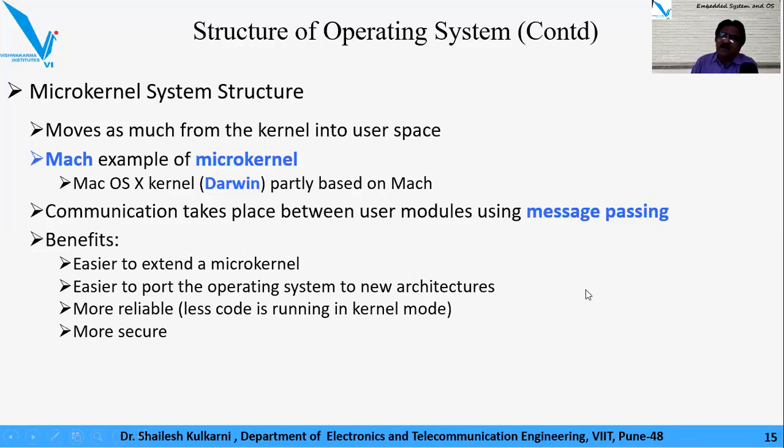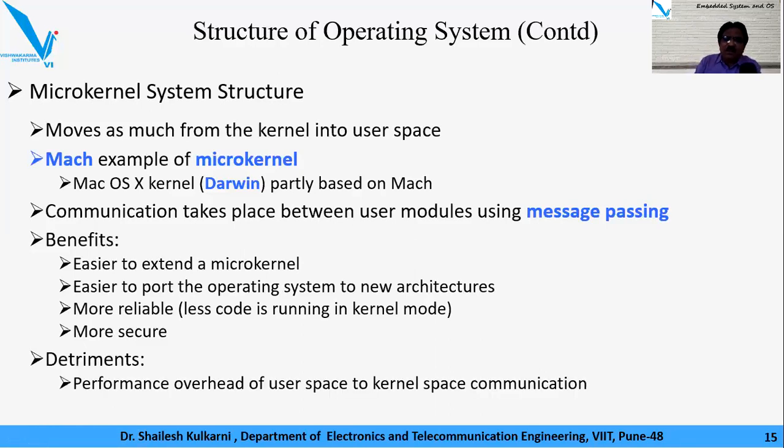Okay. Then the next part is what the detriments are. So the detriment of this particular OS kernel is that it always has a performance overhead from user space to kernel space communication. And that is the only kind of drawback, or the only kind of detriment, that one could see in this particular microkernel structure. Okay.